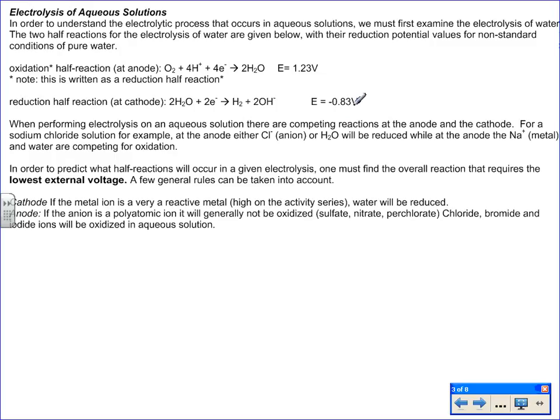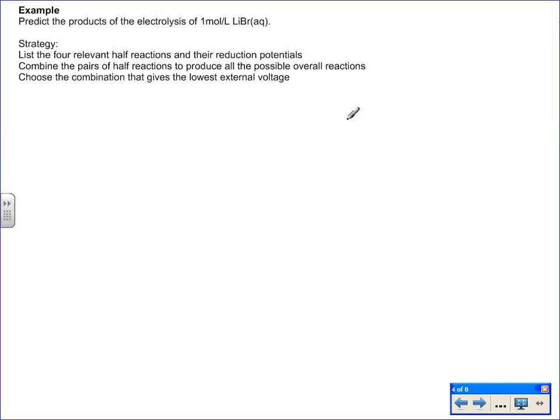So when we've got ions in solution, we've got to look at all of the reactions that could potentially happen. We've got to look at the competing oxidation and reduction of water to decide which one is going to occur. The one that's going to occur is the one that's going to require the lowest external voltage. Okay, so let's look at an example here.